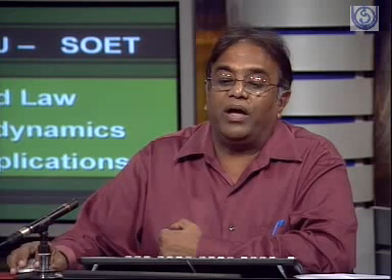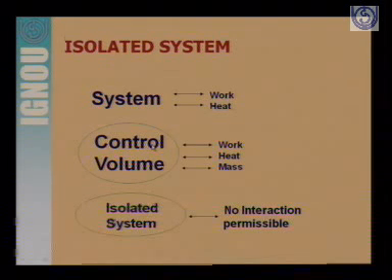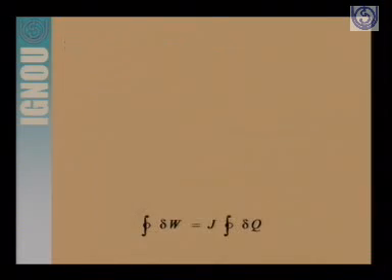See, for a system there may be work transfer, there may be heat interactions, but the mass within the system is constant. But as far as control volume is concerned, there may be work interaction, there may be heat interactions, and there may also be mass interactions. And when you think of a very important system known as the isolated system, in that case no interaction is permissible.